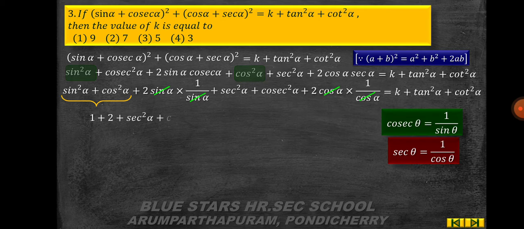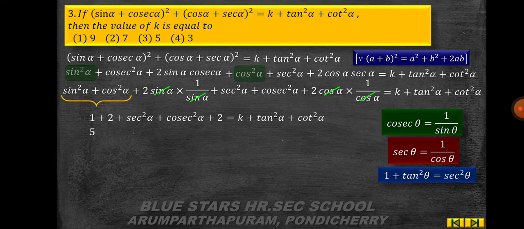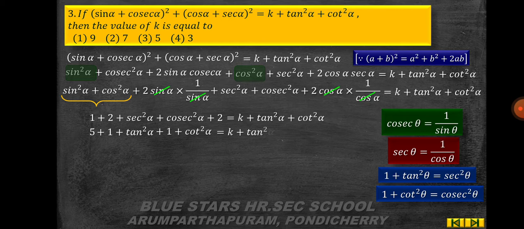You get 1 plus 2 plus secant square alpha plus cosecant square alpha plus 2, which is equal to k plus tan square alpha plus cot square alpha. So we are adding the constants: 1 plus 2 plus 2 is 5. Then we know 1 plus tan square alpha is secant square alpha, so plus 1 plus tan square alpha. Again 1 plus cot square alpha is cosecant square alpha, so plus 1 plus cot square alpha, which is equal to k plus tan square alpha plus cot square alpha.